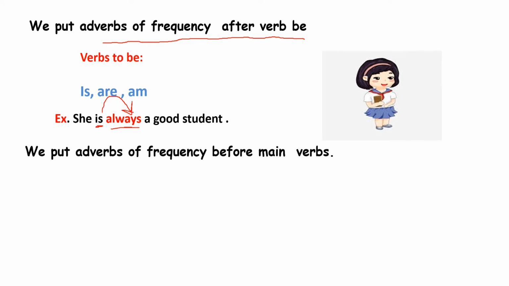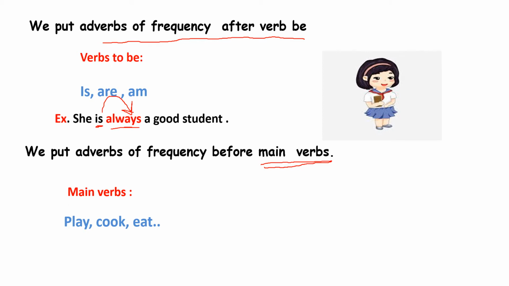we put adverbs of frequency before main verbs. Okay, if we don't have verb to be, if we have main verbs and no verb to be, where will we put the adverbs of frequency? Main verbs are play, cook, eat, do, read, write. These are main verbs.